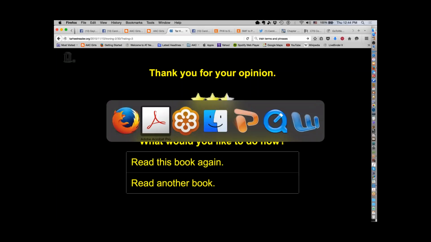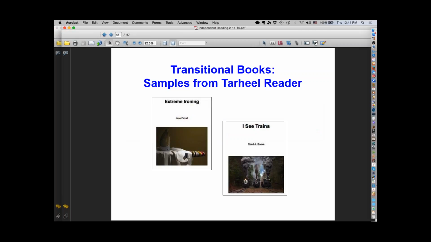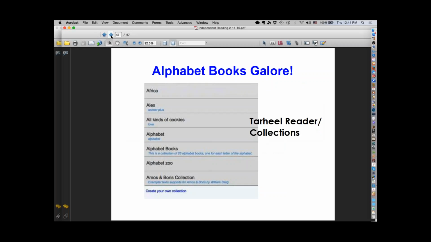So just a wonderful example of a really fun story that you can read on Tar Heel Reader. You could also download that as an EPUB, again, with the voice or without. You could have it as a talking iBook in iBooks. And the directions for doing that are at the AAC Girls blog in case you wonder how to do it.